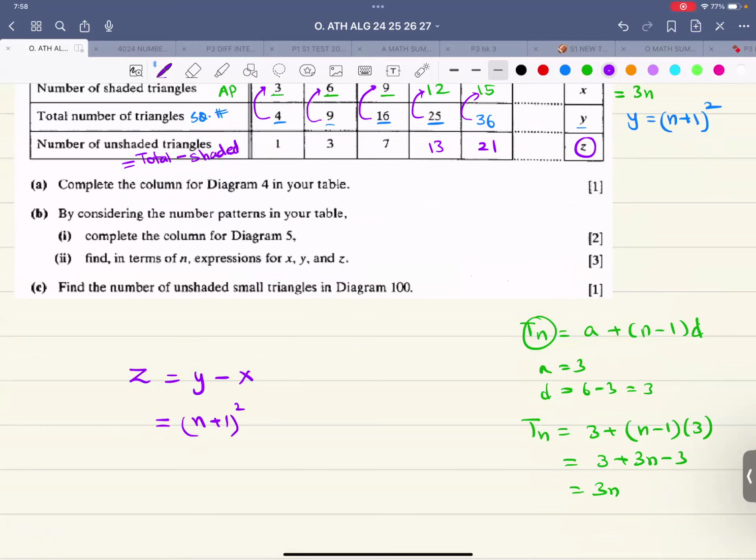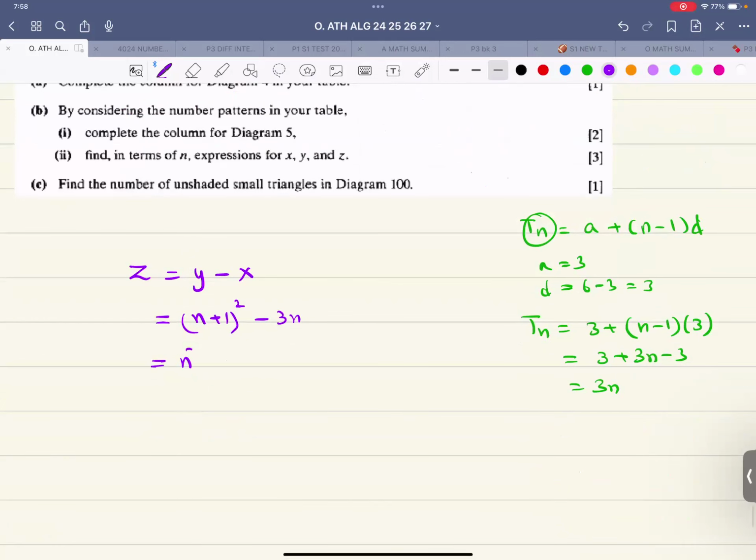And what is x? X is 3n. So this is n squared plus 2n plus 1 minus 3n. This is n squared, and this is minus n plus 1. That is z. Basically, this is a quadratic sequence.